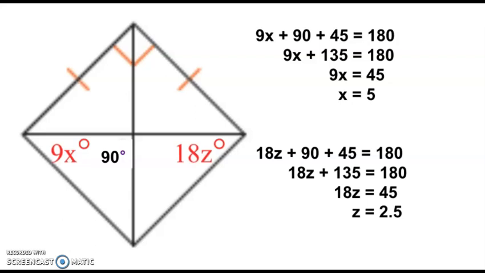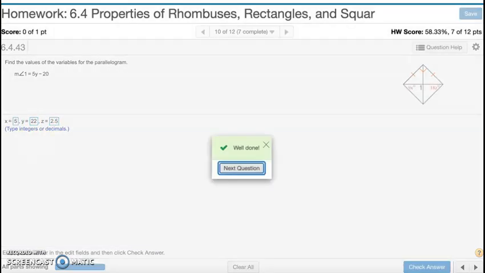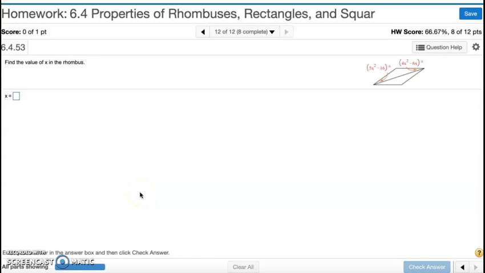And you are allowed to have decimals. So let's type that in. So x is 5, y is 22, and z is 2.5. And that's number 10. Number 12. Find the value of x in the rhombus.